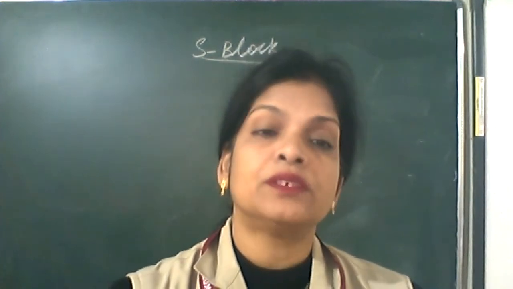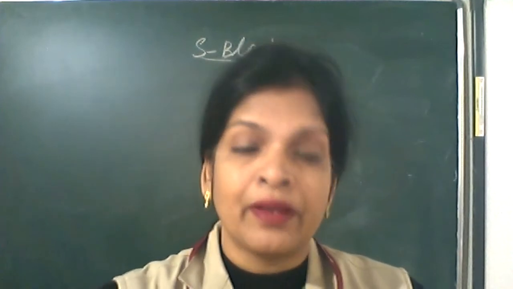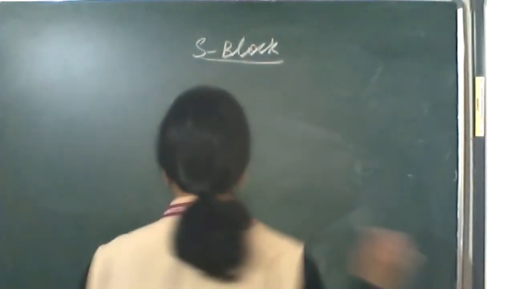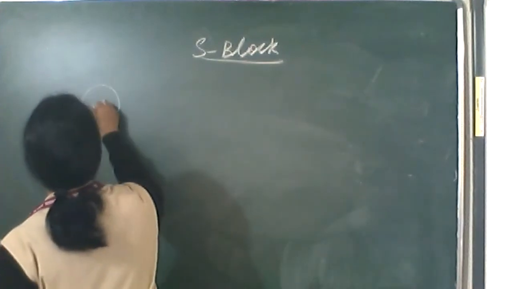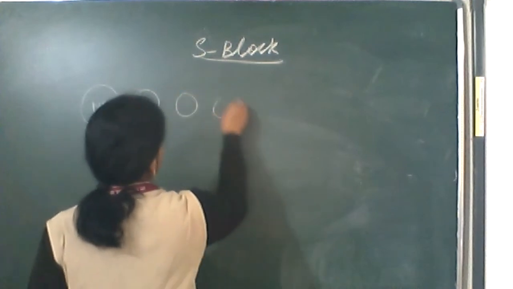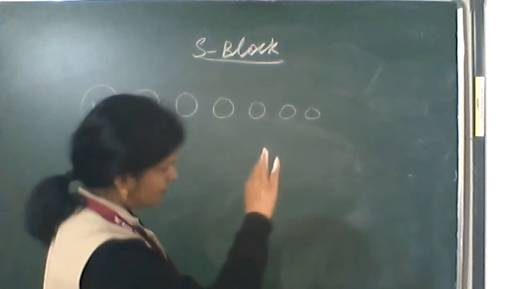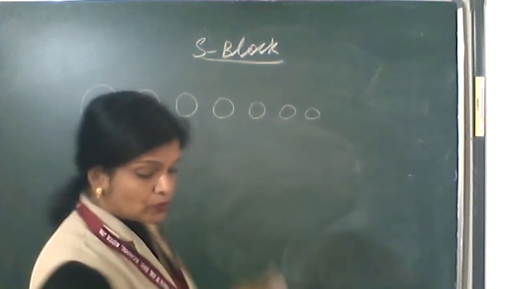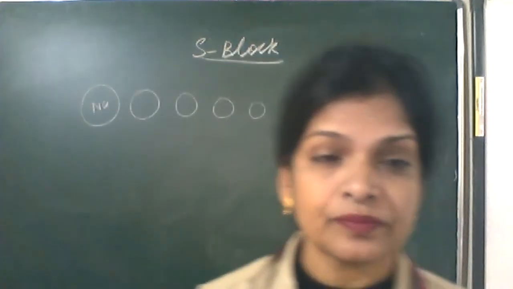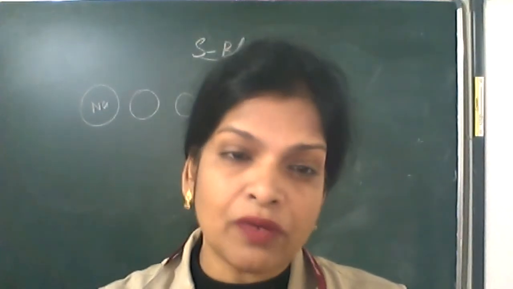As we move down, the size increases because new shells are getting added. But in a period, alkali metals have the biggest size. In a period, for example, sodium, then magnesium, aluminium, like that, the size decreases. So the alkali metal in a period has the greatest size, and the last shell contains only one electron.